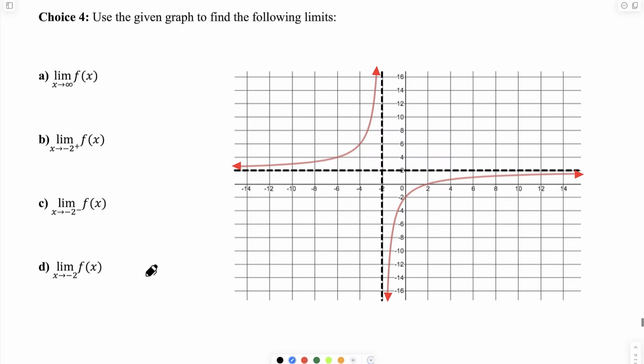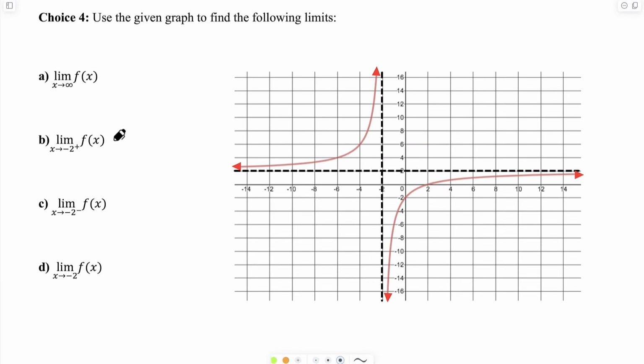And the last choice question is just to calculate some limits from a graph. I want to find the limit of f of x as x goes to infinity. So as this function goes forever to the right, what does it look like the y value is approaching? Well, it's approaching the y value of the horizontal asymptote, which is at 2.